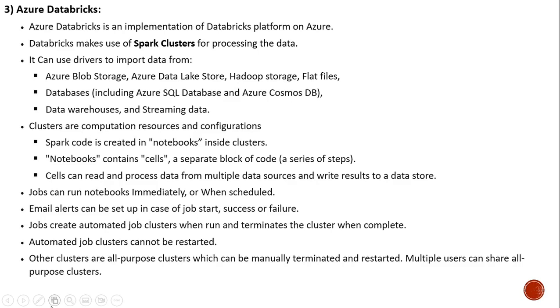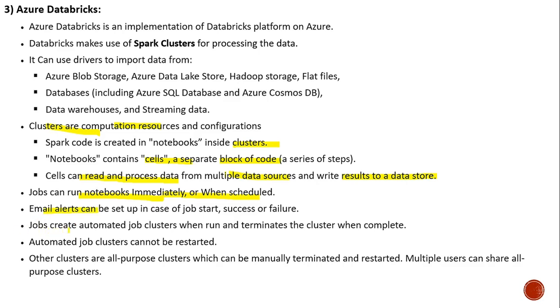Then next we have clusters. Clusters are computation resources and configuration. Now Spark code is created in notebooks inside the cluster. These clusters have multiple Spark nodes, and a notebook contains cells. A cell is a separate block of code, and these cells can read and process the data from multiple data sources and write these results to the data store. And these jobs can run notebooks immediately or when scheduled. So this is nothing but a pipeline that we create. And we have email alerts as well. Email alerts can be set up in case of job start, success, or failure.